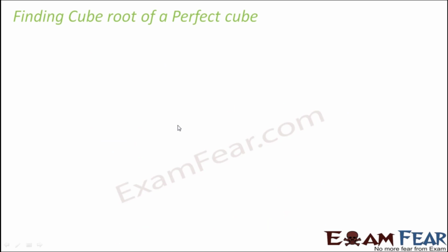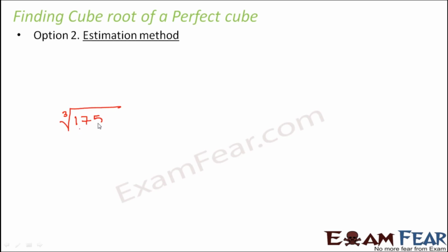Let us look at the second method of finding cube root of a perfect cube, and the second method is the estimation method. This is a simple 3-step process which helps us to estimate the value of cube root. Let us take the same number, so we have to find out the cube root of 175616. Just now we found the cube root of this number using the prime factorization method. So let's look at this method now. We will go step by step.